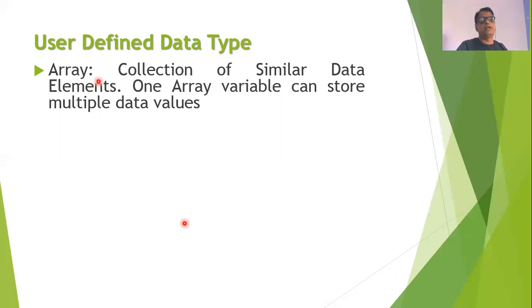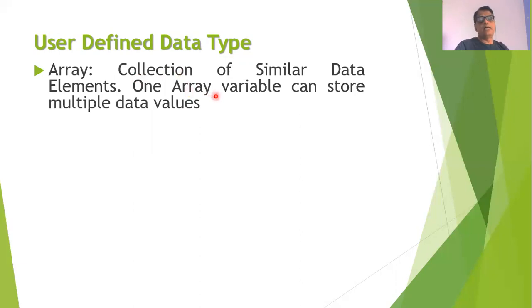The first such data type is called an array, where an array stands for a collection of similar data elements or homogeneous data elements. Say, for example, when you are collecting only integer numbers, then that can be an array. Or if you are collecting only fractional numbers, then that can be an array. If you are collecting only names, then that can be an array. So an array is a user-defined data type where all the elements will be of a similar type or the same data type.